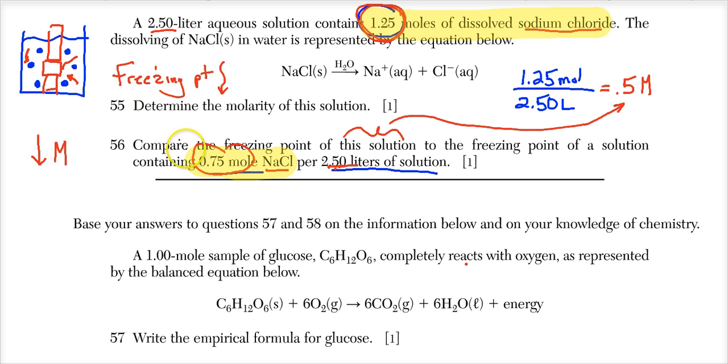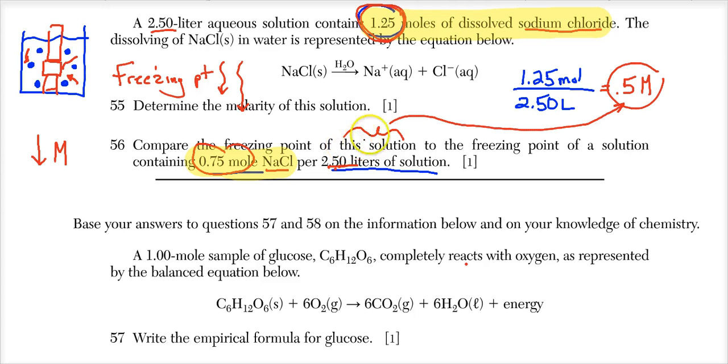Because we're comparing the freezing point of a solution that is higher than the freezing point of this solution, we would say the freezing point of the higher solution would be lowered. I know it's kind of confusing, but the higher the concentration, the more stuff in solution, the lower the freezing point. So let's look at the question again.